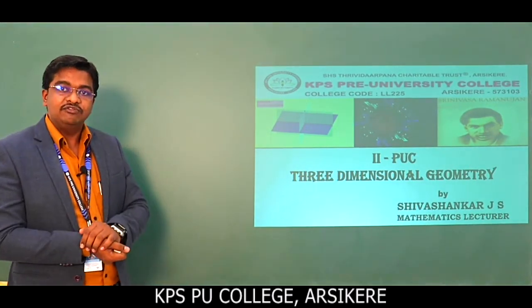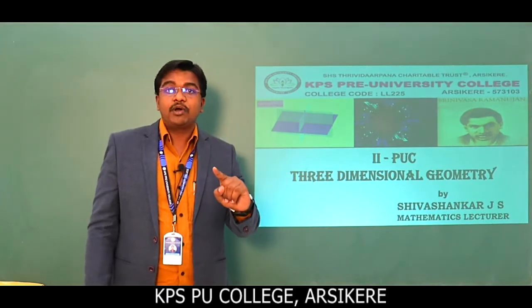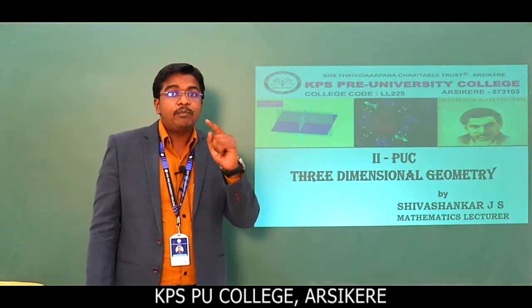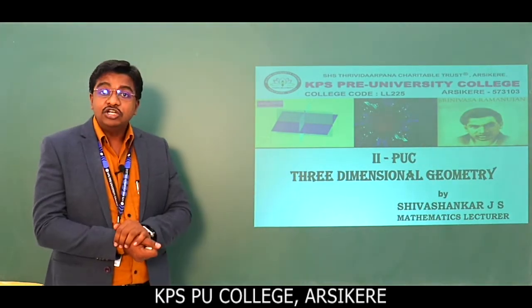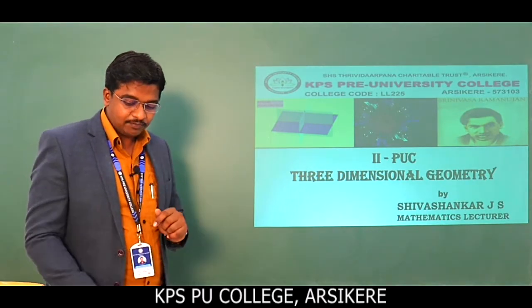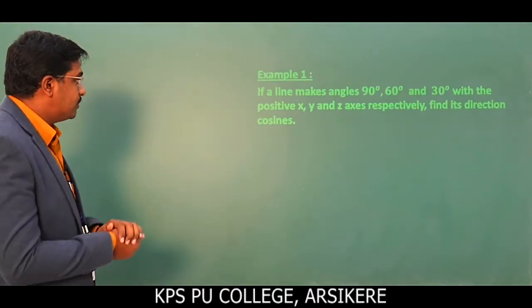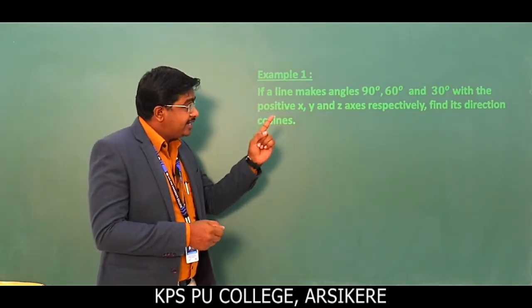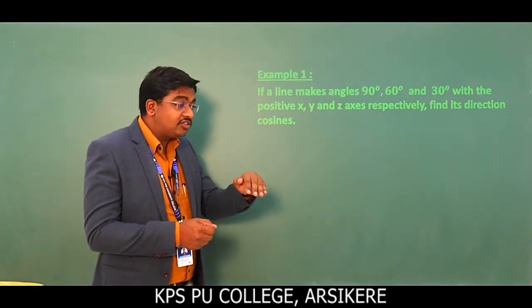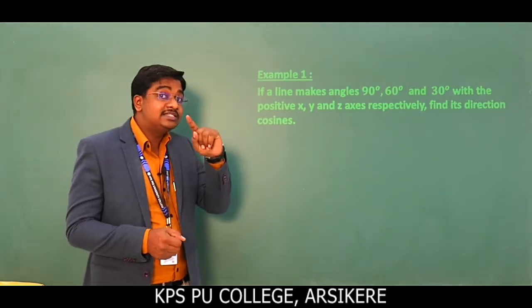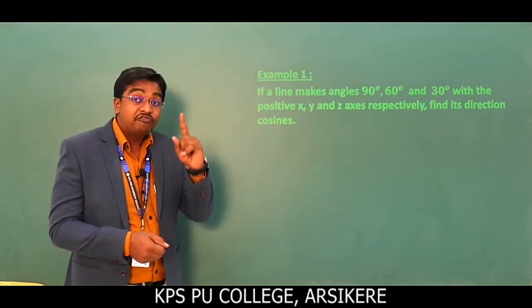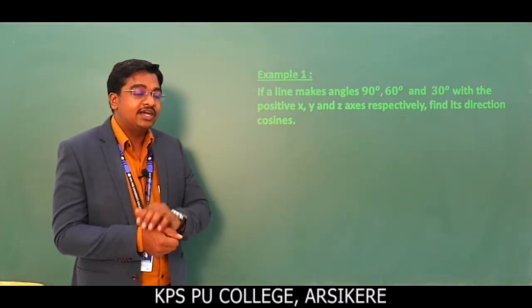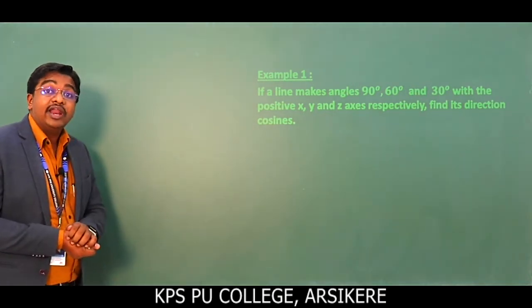So in this class we are moving to the example problems and exercise 11.1 on 3-dimensional geometry. First example: if a line makes angles 90 degrees, 60 degrees and 30 degrees with positive x, y and z axis respectively, find its direction quotients. Remember, here we need to find the direction quotients.